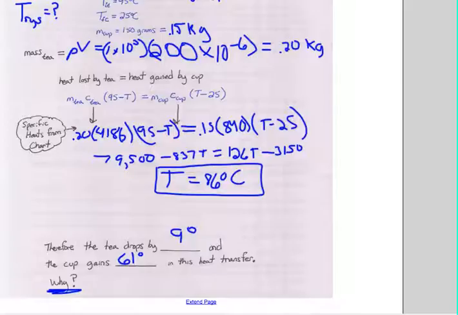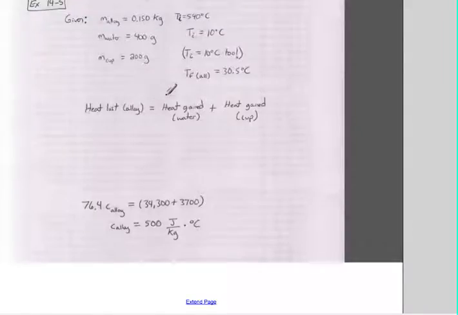All right, let's look at another example before I fall asleep here. Been a long day. Let's see.